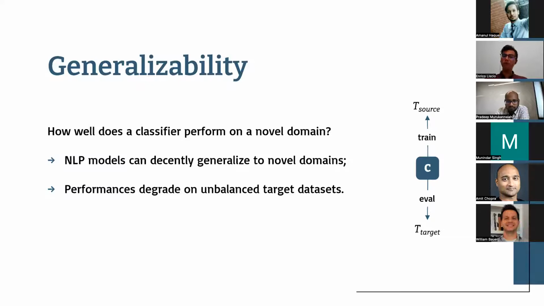And obviously, we've made a lot of experiments. I'm not going to go into detail here because it's not really relevant, but the TLDR is we can kind of do it fine, let's say. NLP models can decently generalize to novel domains. We have decent results. And performances, of course, are not really great if we have very specific and very peculiar domains, but generally they perform kind of okay. So what we checked is, okay, can we improve that?